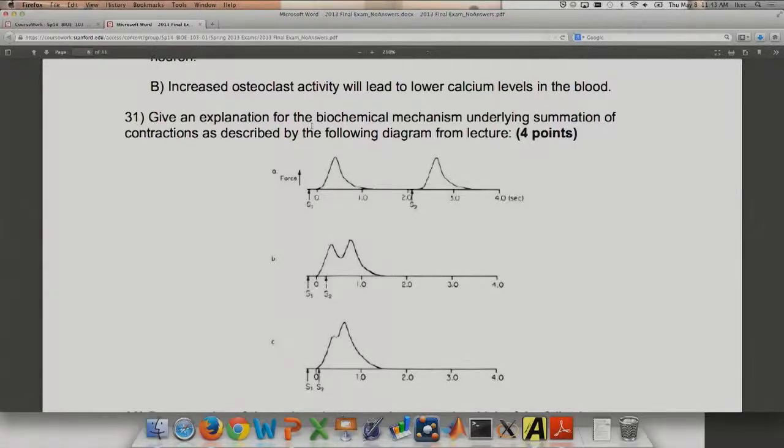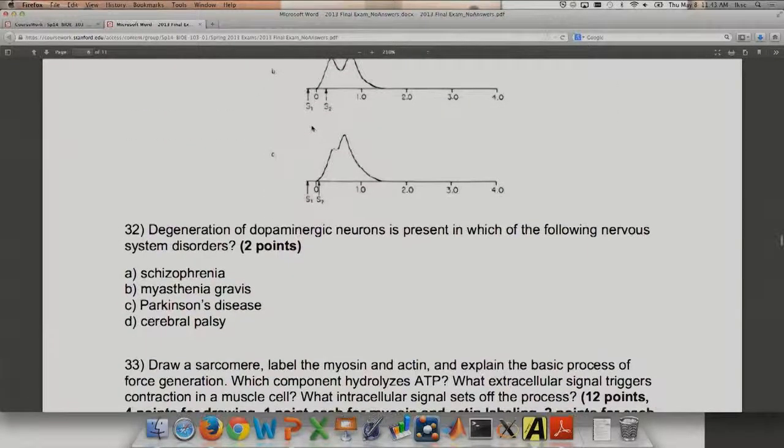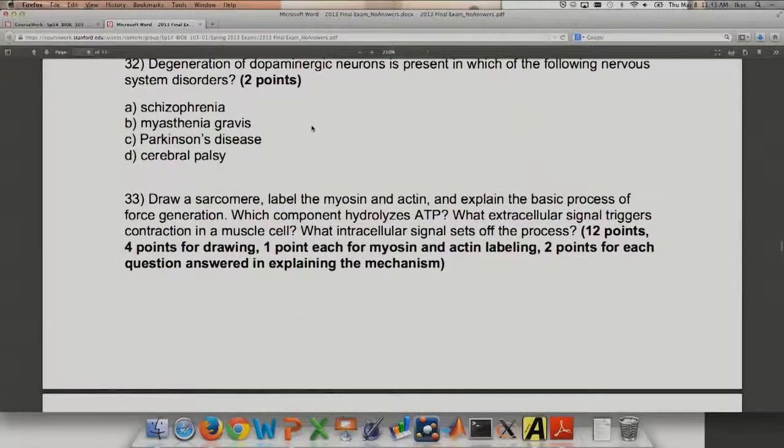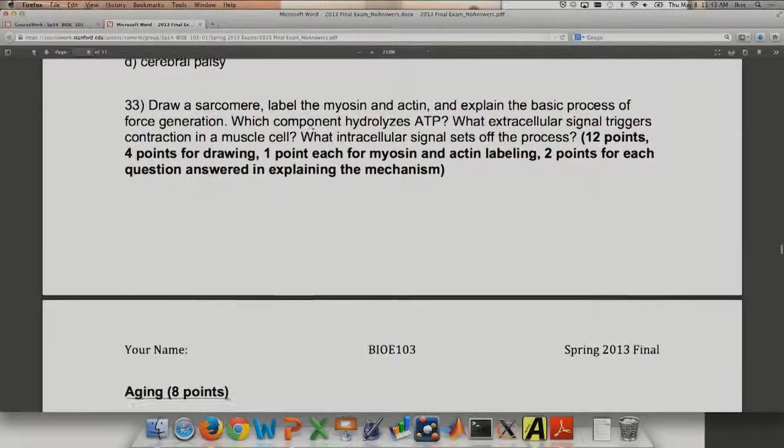The next question is, degeneration of dopaminergic neurons is present in which of the following nervous system disorders? I think we've hammered this down several times, but which one is it? Parkinson's. And which area of the brain? Substantia nigra, good. So you guys don't even need your cheat sheet. It's going to be just fine.